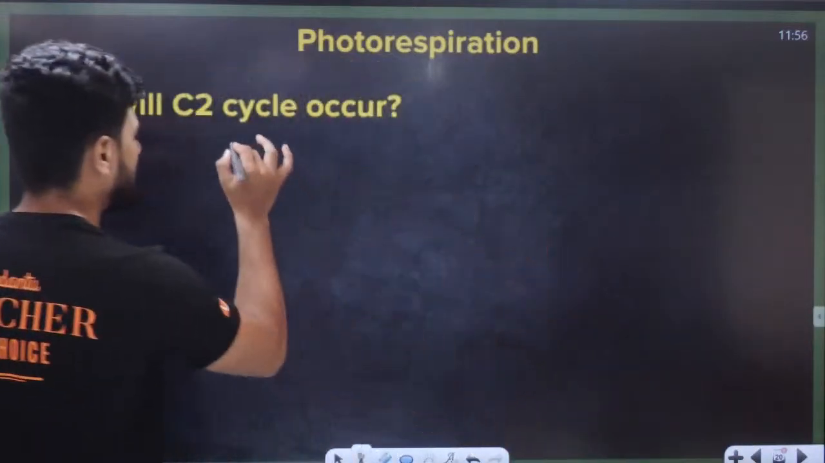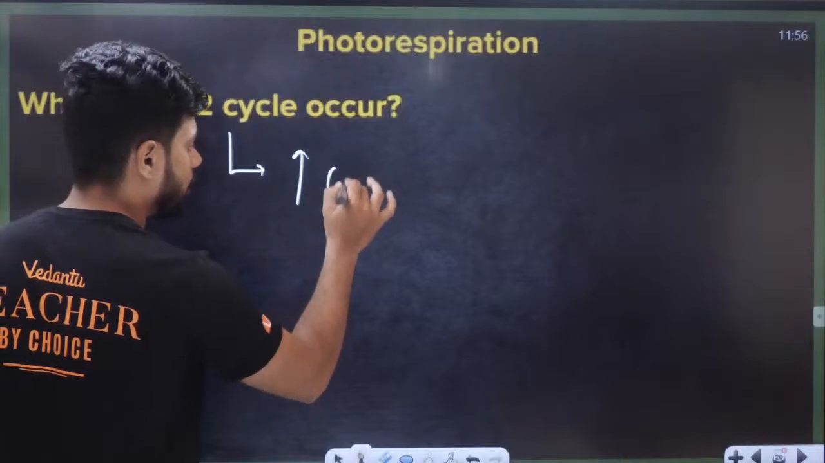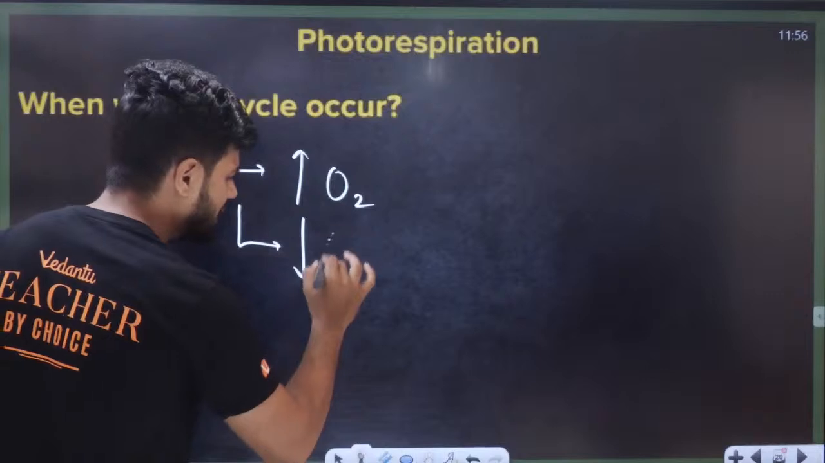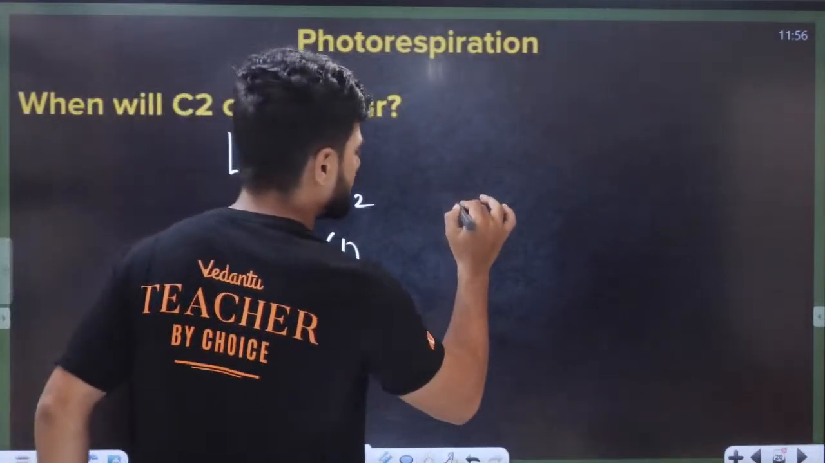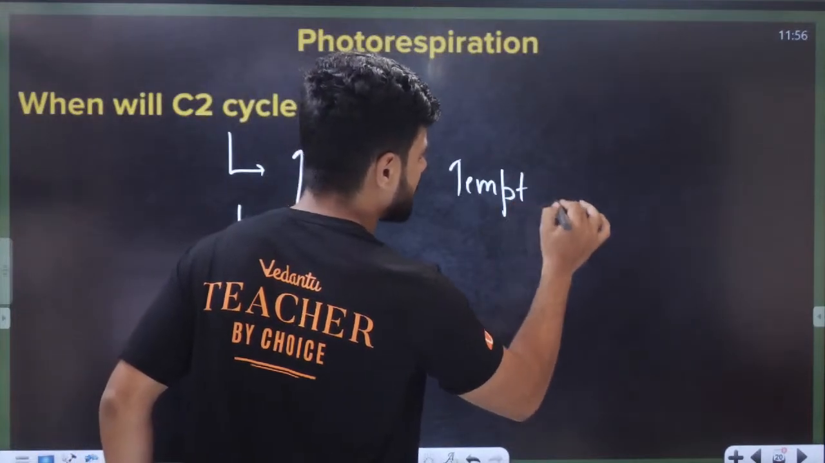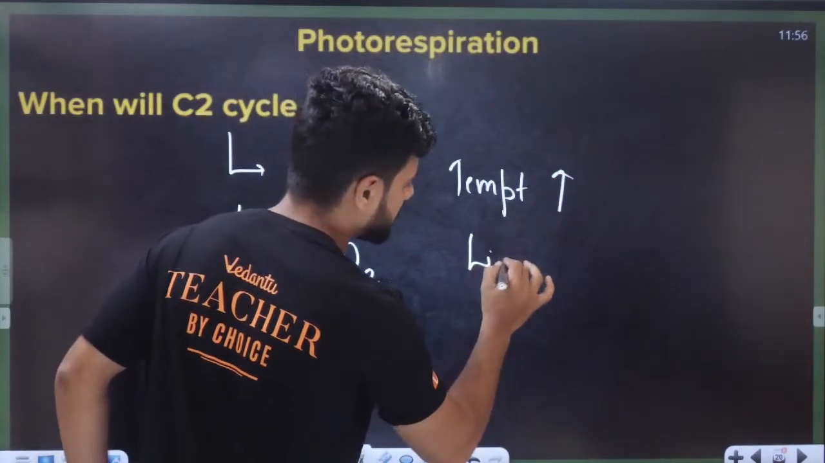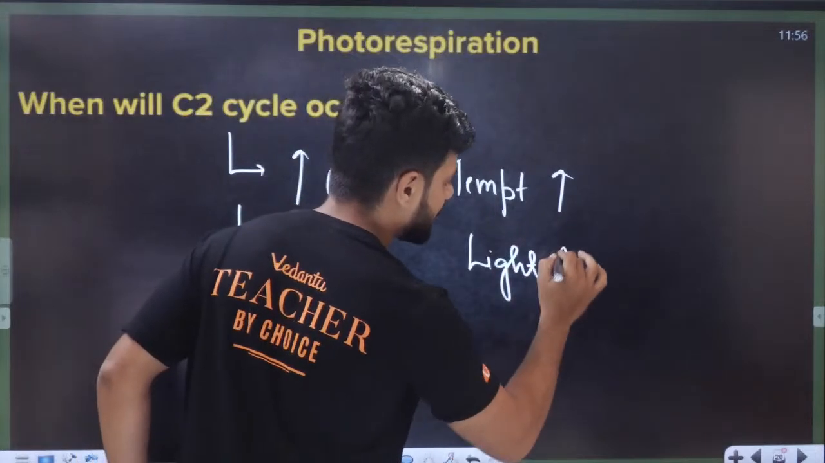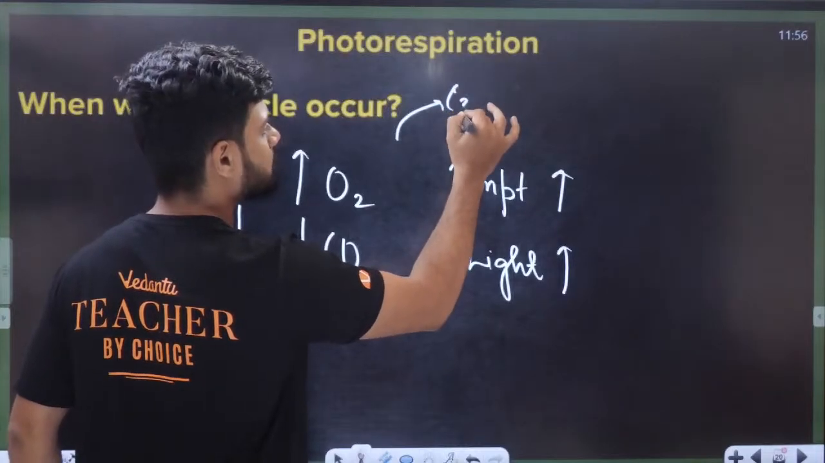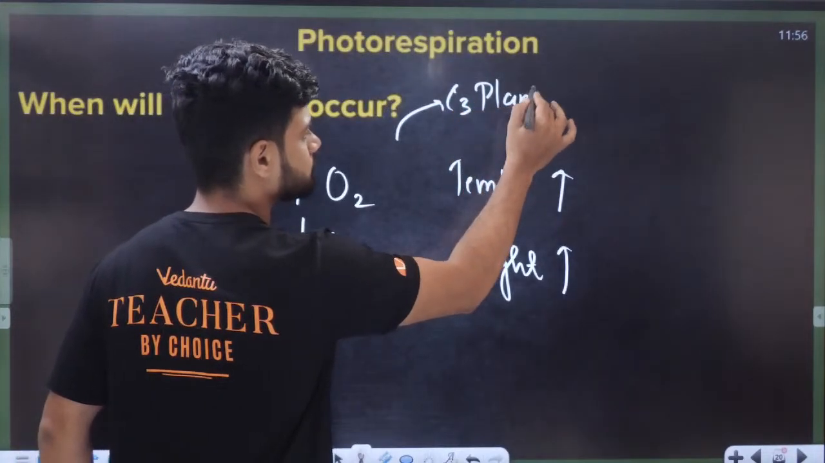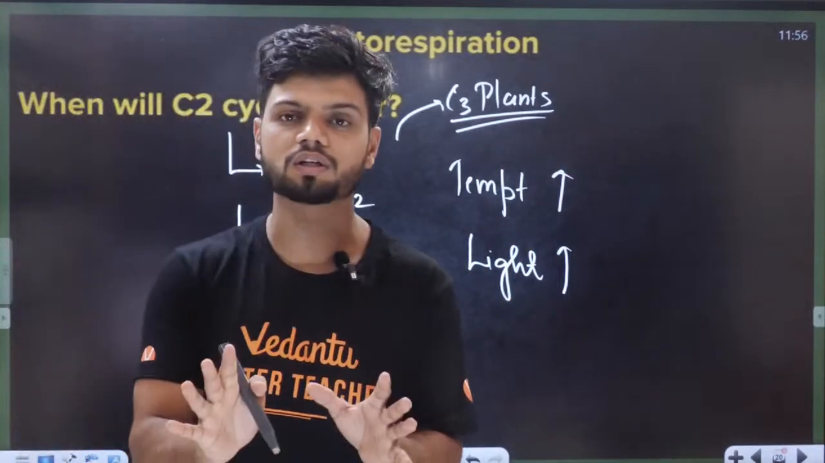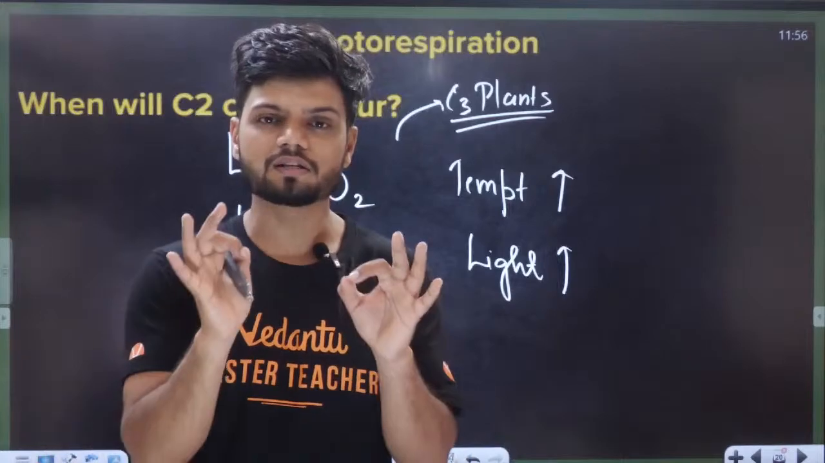It takes place when we have more oxygen in the atmosphere, or very less CO2 in the atmosphere, or the temperature is very high, or light is very high. All of this happens in the case of your C3 plants. But does it happen in the case of C4? No, absolutely not. That is the beauty of it.